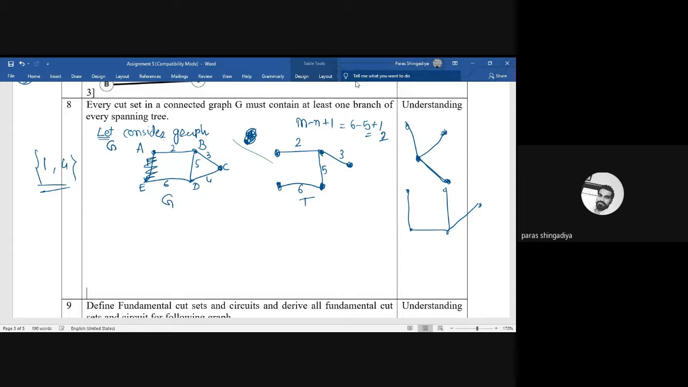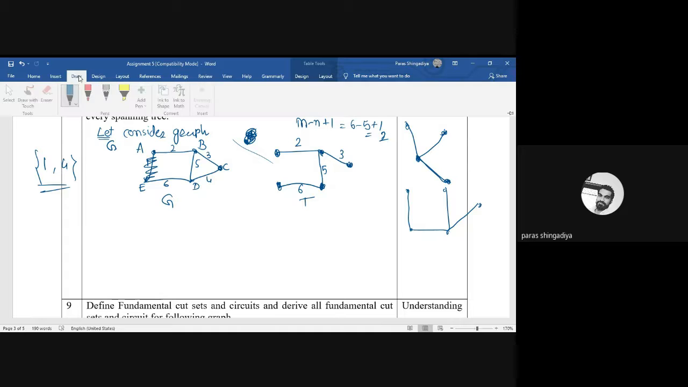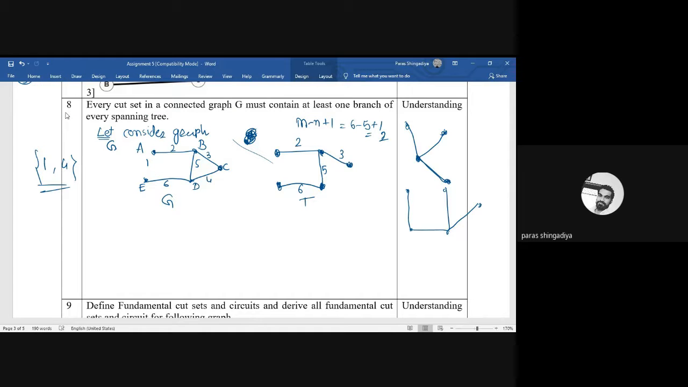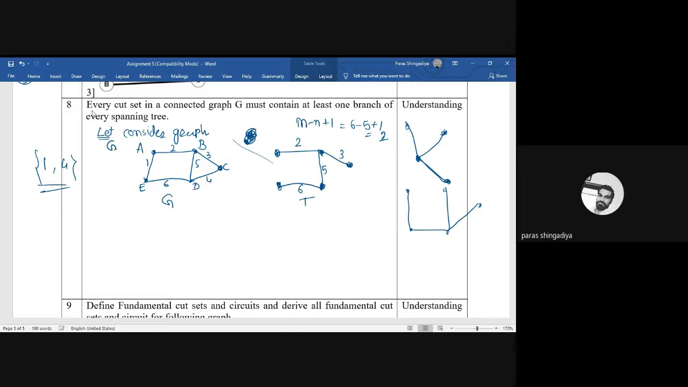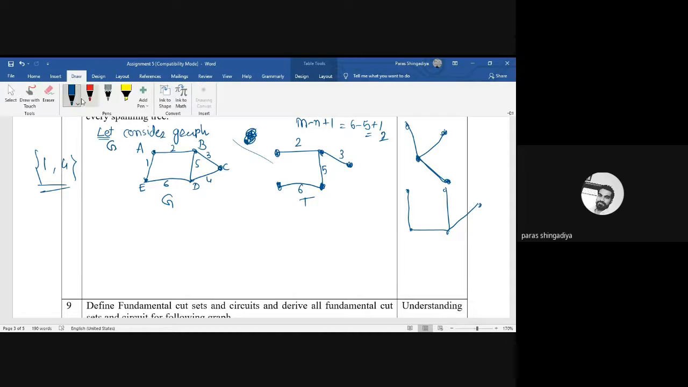Is it clear? Okay, so now it is clear that every cut set of the connected graph G must contain at least one branch of every spanning tree T. So here this graph is given. Okay, now check all the possible cut sets of this graph G as per the spanning tree. Consider all the possible cut sets of this graph G.